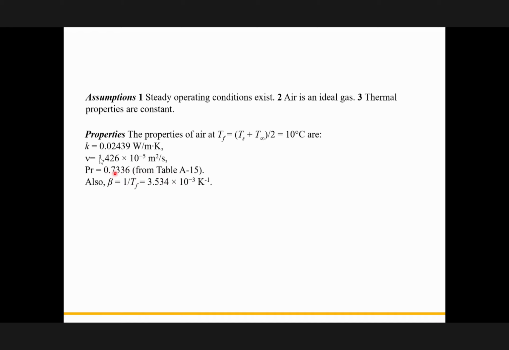Beta can be defined as 1 over the film temperature, and the film temperature is the average of the surface temperatures that we have. So I'll do it. Then the characteristic length, as mentioned, in this case when we're talking about the enclosure, is the spacing between two plates. Now we have physical properties and characteristic length, so we can calculate the Grashof number. Please calculate the Grashof number.